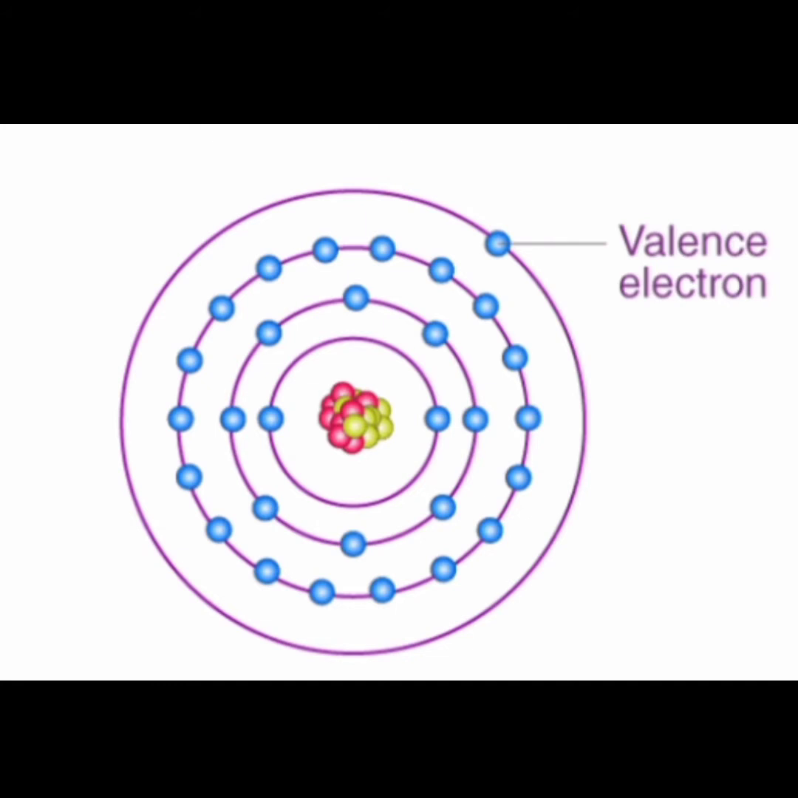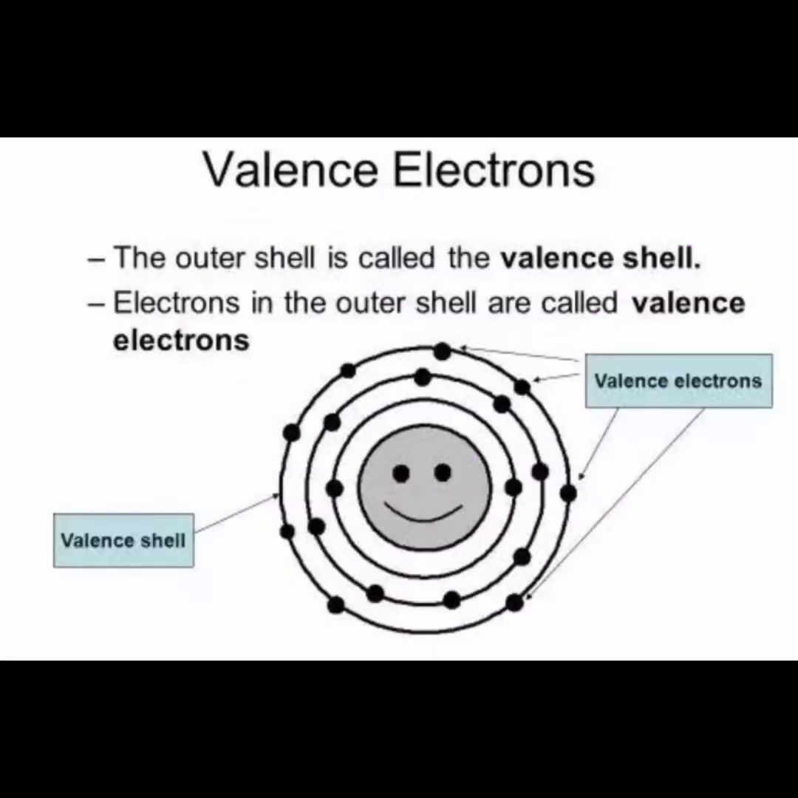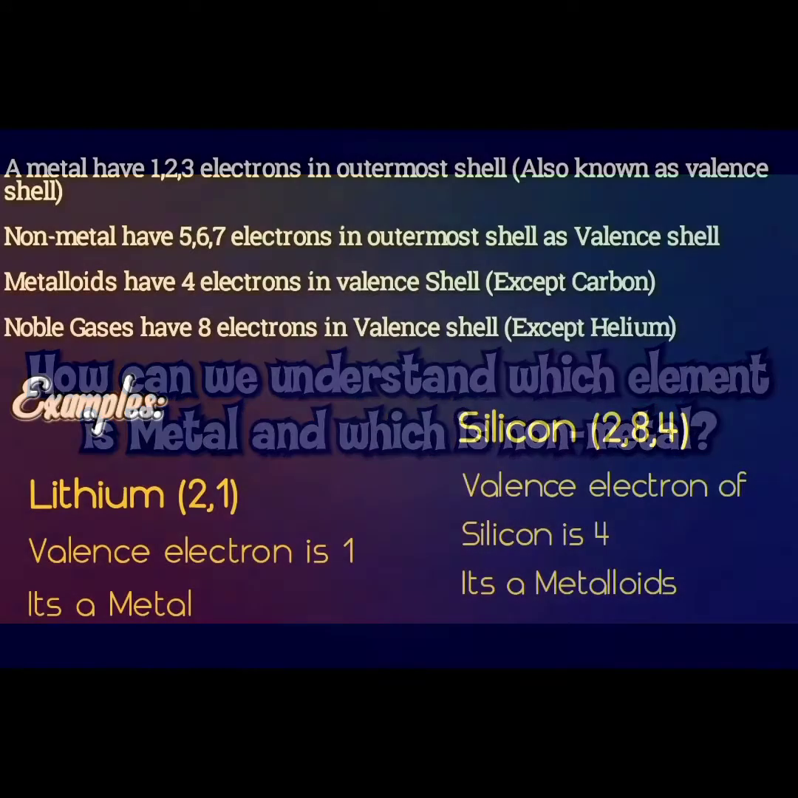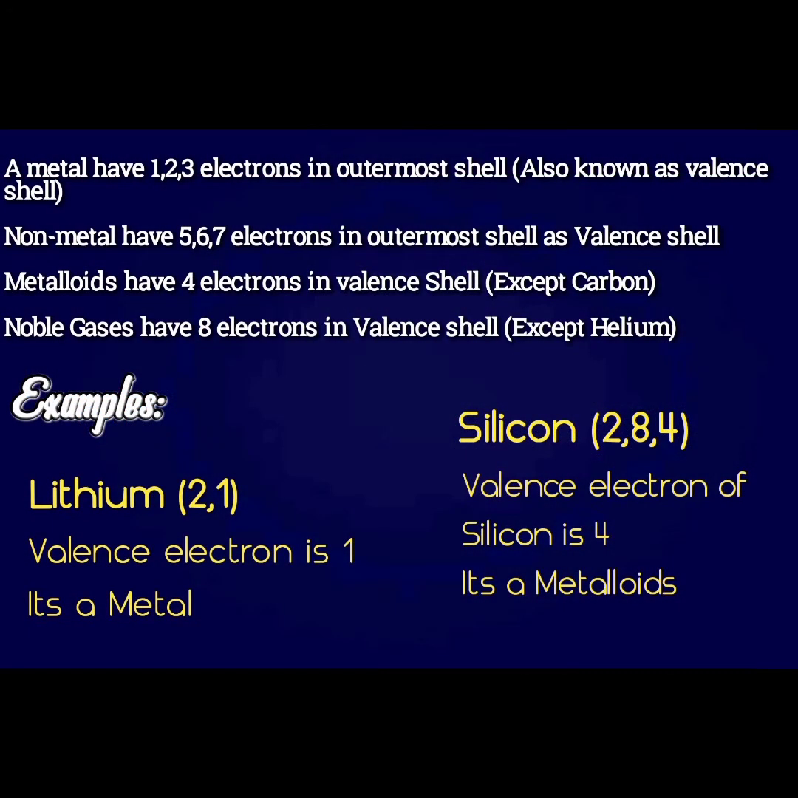The electrons in the outermost shell of an atom are known as valence electrons. The outer shell is called the valence shell, and the electrons in the outer shell are called valence electrons in every atom. How can we understand which element is metal and which is non-metal? You should know that metals have 1, 2 or 3 electrons in the outermost shell, also known as the valence shell. Metalloids have 4 electrons in the valence shell. Non-metals have 5, 6 or 7 electrons in the valence shell, and noble gases have 8 valence electrons.